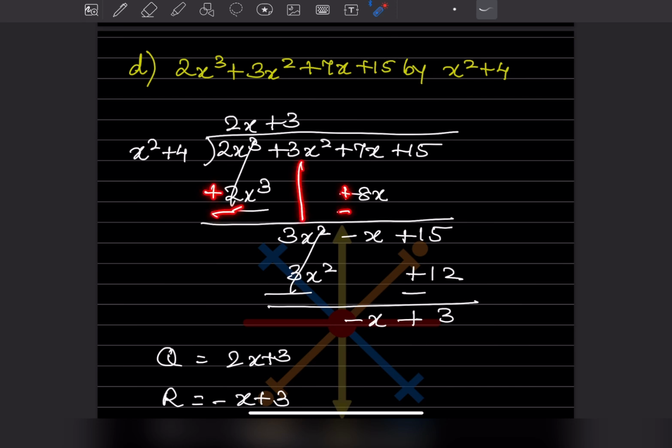So now what we can do here, plus minus, and this becomes plus minus. So what will you do? This thing, we'll write it down as it is. And this is minus. So minus 8 plus 7, that is going to be minus 1, means minus x. And this thing again will bring it down.